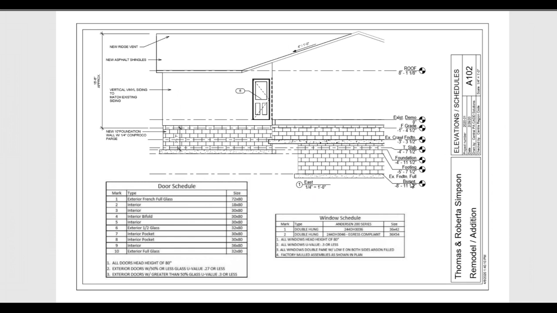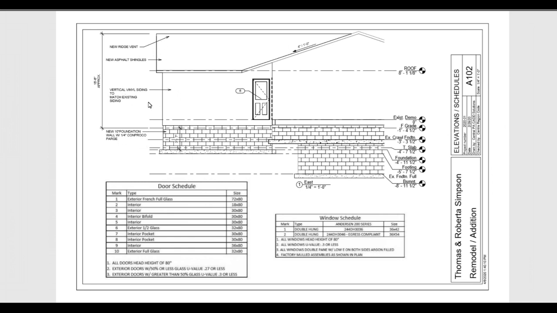So this is a pretty basic elevation. There's not a tremendous amount of detail shown on it. It's basically for code approval. I could have shown the detail of vertical siding on here, but instead I just have a note that says vertical siding to match existing siding. So in reality, for permit drawings, I need to list what the finished material is going to be, and I did that in this case. I did that with the new asphalt shingles as well. And down here I'm showing that the face of the foundation is going to be covered with a Comproco or fibered cement parge.